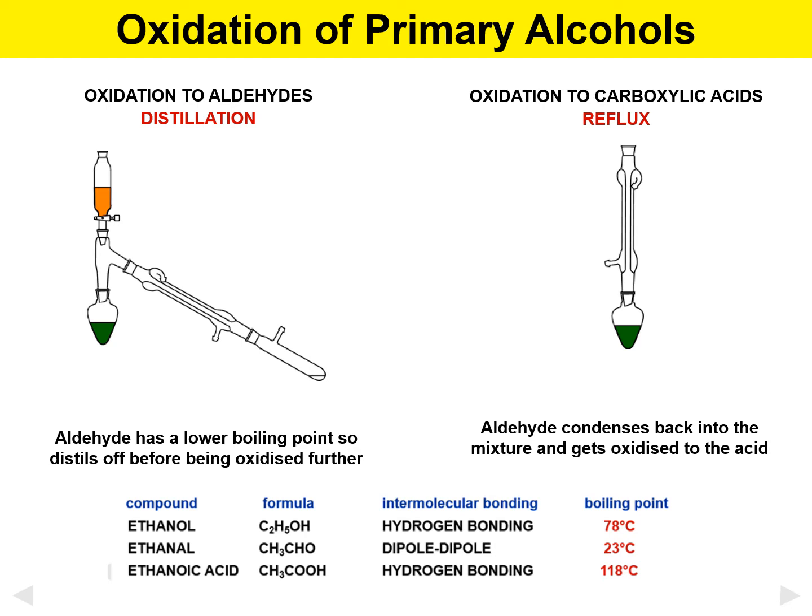Therefore, if we carry out oxidation using distillation apparatus, the aldehyde has a lower boiling point, so distils off before being oxidized further. However, if we look at the boiling point of the acid, you can see that the acid has a boiling point of 118. When we reflux, the aldehyde that is produced condenses back into the mixture and gets further oxidized to the acid.